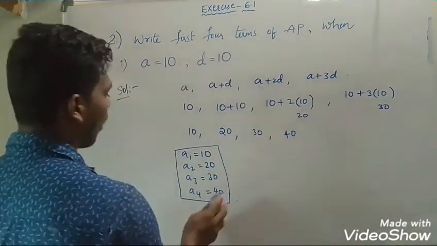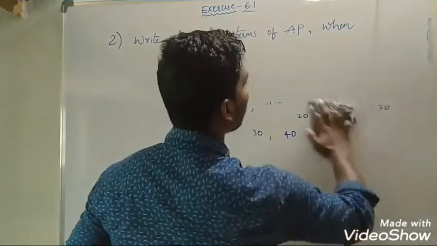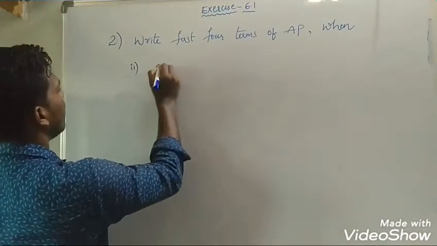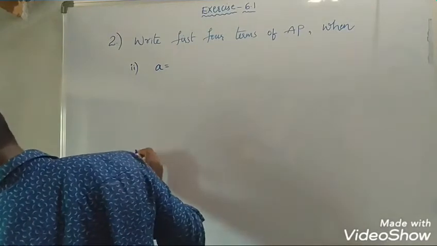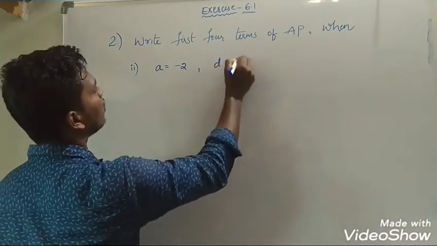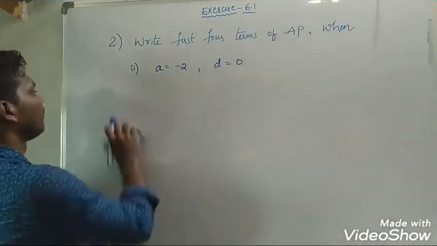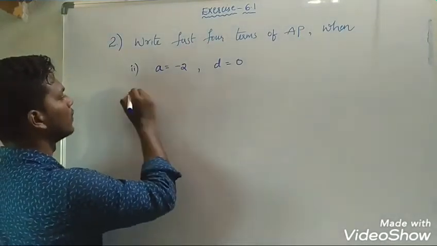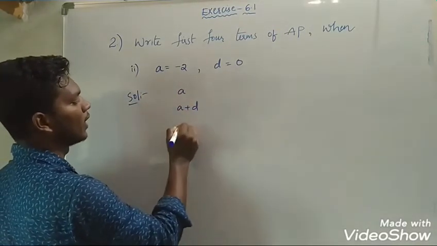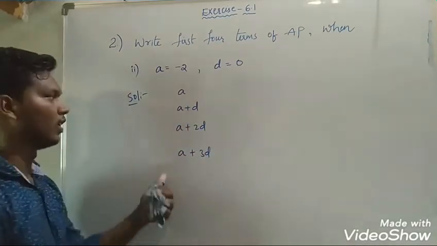So let me move on to the next problem, right? The values given are A is equal to minus 2 and D is equal to 0, friends. So he has given the A value minus 2 and the D value 0. What are the first 4 terms? A, A plus D, A plus 2D and A plus 3D, right? These are the first 4 terms.